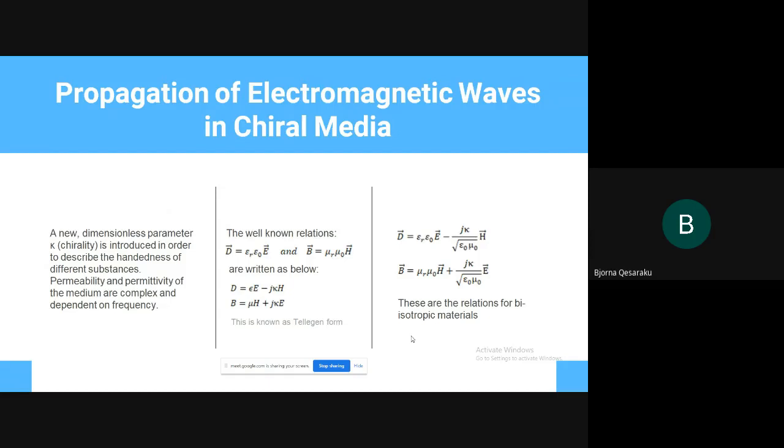But chiral media are also used in coatings. Instead of dielectric coatings, we can use chiral coatings, and they have dimensions from 5 centimeters to 10 centimeters.